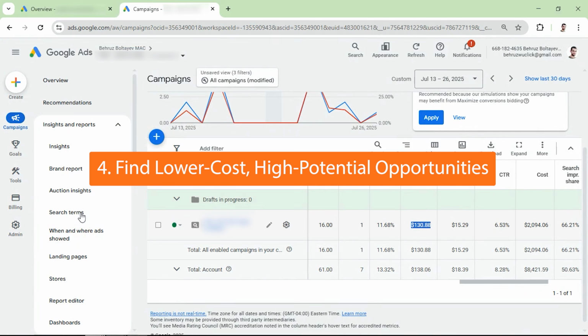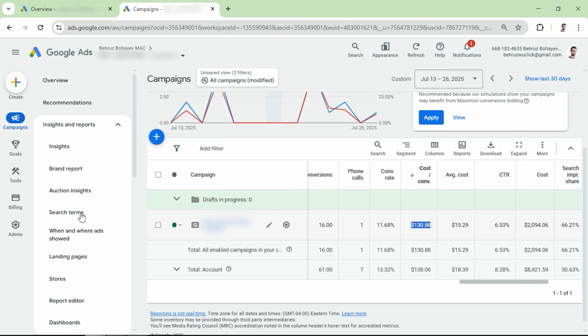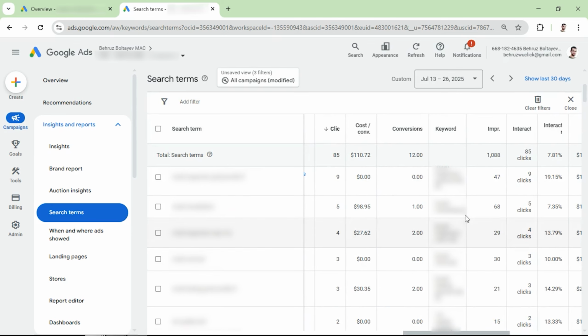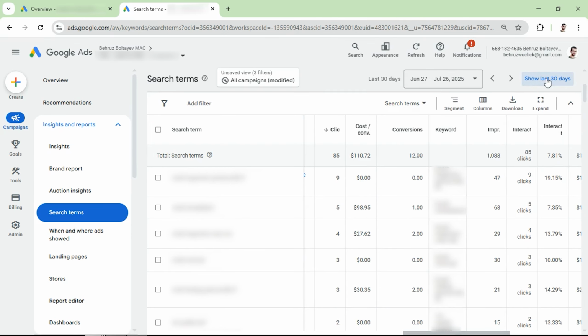The next thing would be to discover lower cost opportunities. There can be two ways. You can go to the search terms report and find the keywords which were bringing clicks or even conversions with a cheaper cost per click. Or you can go to the keyword planner and find the keywords with a cheaper cost per click. So we're going to go to the search terms report, and these are the keywords for the last 14 days. And if you look at those keywords for the last 30 days, we can get more data.